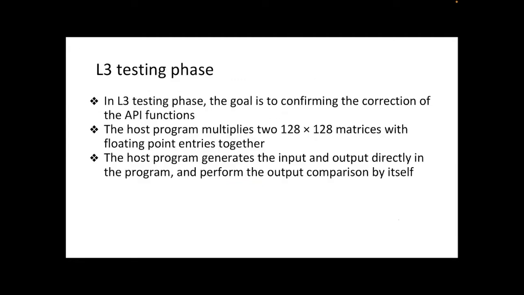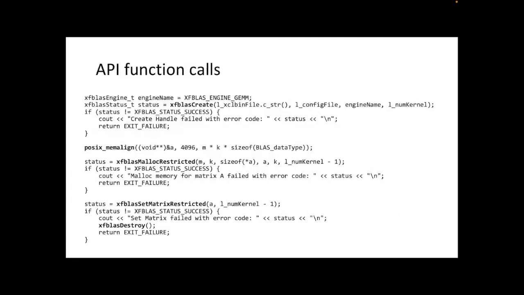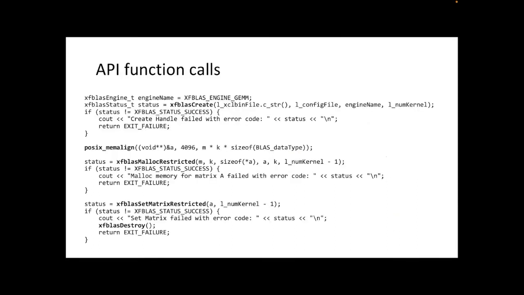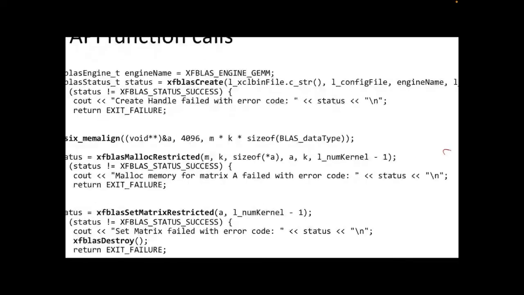So for the test spec, this is the L3 testing phase. The host program generates two 128 matrices with 14-bit entries, which means it will do the 14-bit multiplication and addition in the kernel. It generates the input and then verifies the output in the host program. This is a usage example of the function calls.